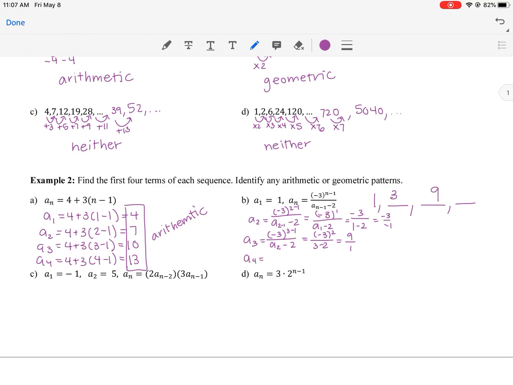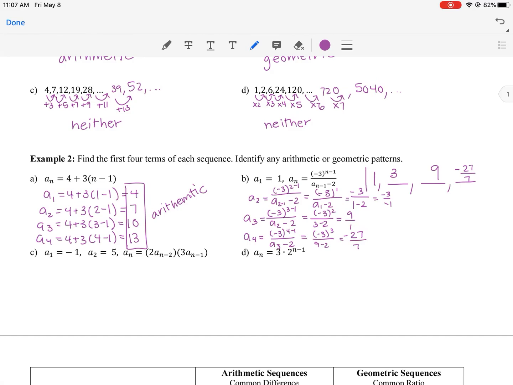And then the fourth term, we do negative 3 to the fourth minus 1, all over a sub n minus 1, which is going to be a sub 4 minus 1, so the third term, minus 2. So we'd have negative 3 to the third, all over 9 minus 2. So we get 27 over 7. Sorry, that's negative 27 over 7, so we'd leave it as negative 27 sevenths. These are our first terms.